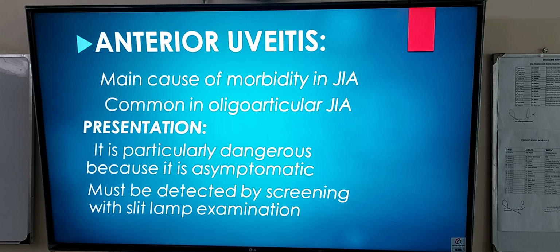Uveitis, the main cause of morbidity in juvenile idiopathic arthritis, is particularly dangerous because it is asymptomatic. The child does not tell their parents that they are suffering from anything. So it is usually detected by screening on slit lamp examination.